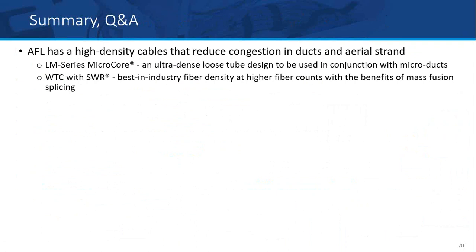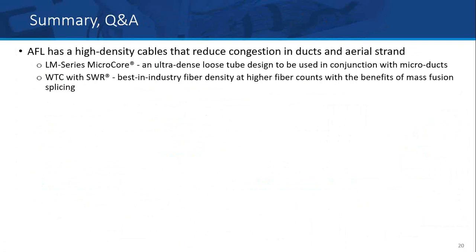So all in all, in summary, AFL has a whole suite of high density cables. What we're trying to do is, as these networks grow and grow, reduce congestion in the ducts, and reduce congestion up on the poles or on the strand. LM Series is really the leader for ultra density with a single fiber solution, maxed at 432 and paired with microducts, so really in tune for jetting capability.